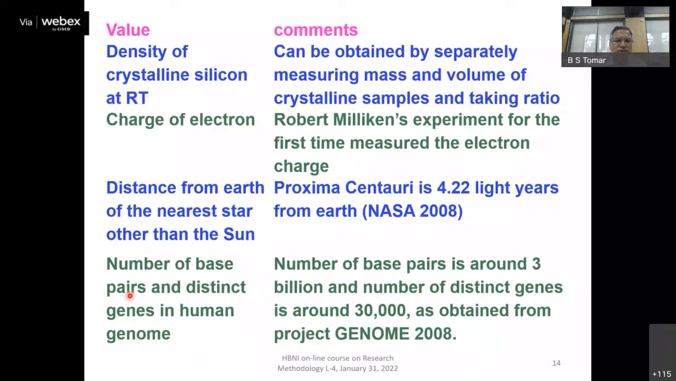The number of base pairs and distinct genes in the human genome, somebody has to measure. So it has been measured. The number of base pairs is around 3 billion and the number of distinct genes is around 30,000, obtained from the Human Genome Project. So you can, in fact, have mega projects to determine a particular quantity. It is not that everything is hypothesis based research. There is research based on measurement of one quantity, and it also has a profound effect on the future of science.